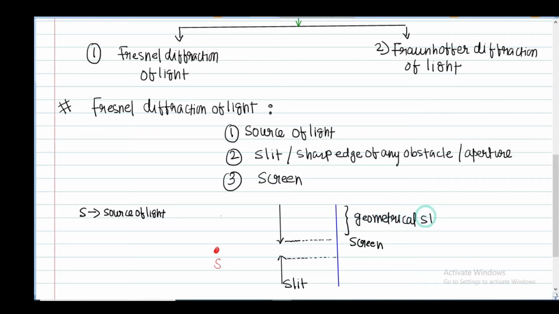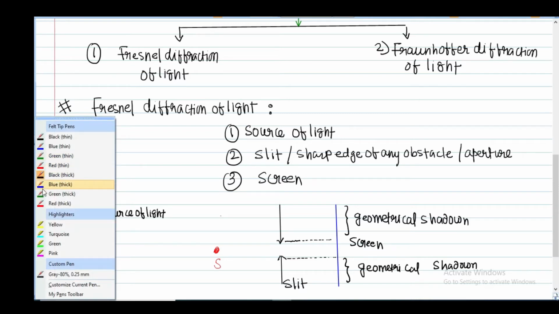Geometrical shadow in the upper part of the screen, and this is the lower part of the screen. This will also be the geometrical shadow. If the slit is an opaque object, it is not allowing the light to enter into the geometrical shadow. But due to the wave nature of the light, what will happen? The light wave is coming and it will bend around the sharp corner like this.